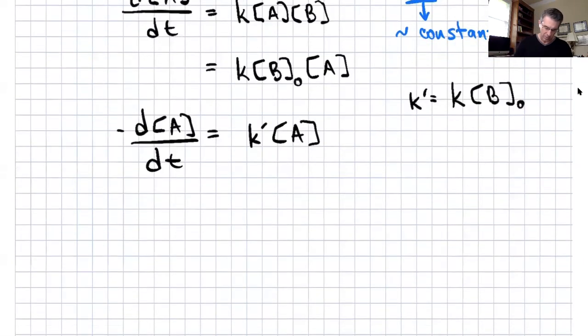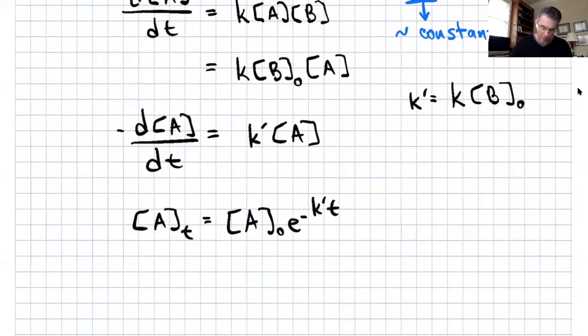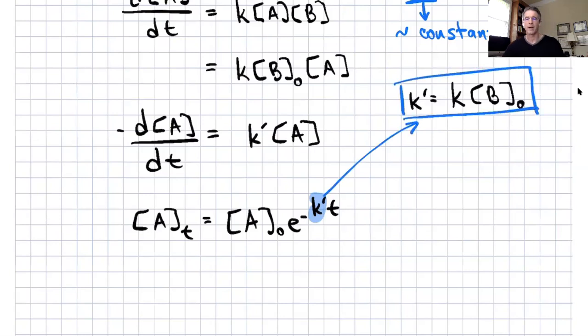So if you go through and you solve it, what that means is the change in concentration of A as a function of time is simply equal to concentration of A0, right, times e to the minus K prime t. But we're again remembering that K prime here is not like we had before. K prime is equal to the true bimolecular rate constant times the starting concentration of B.